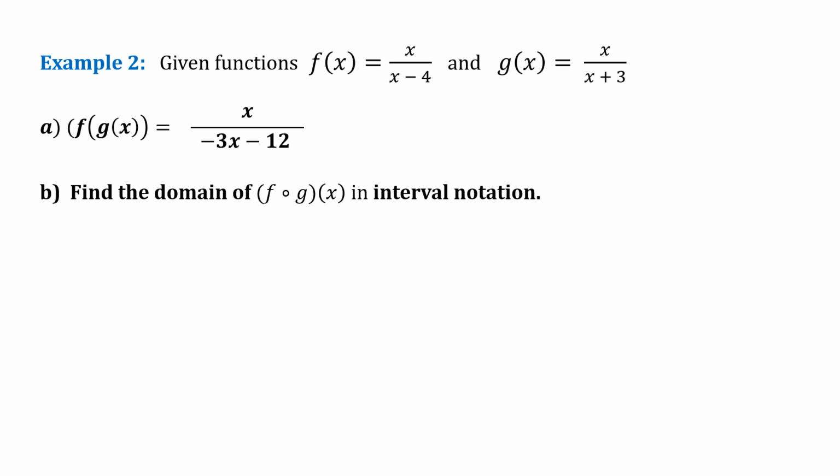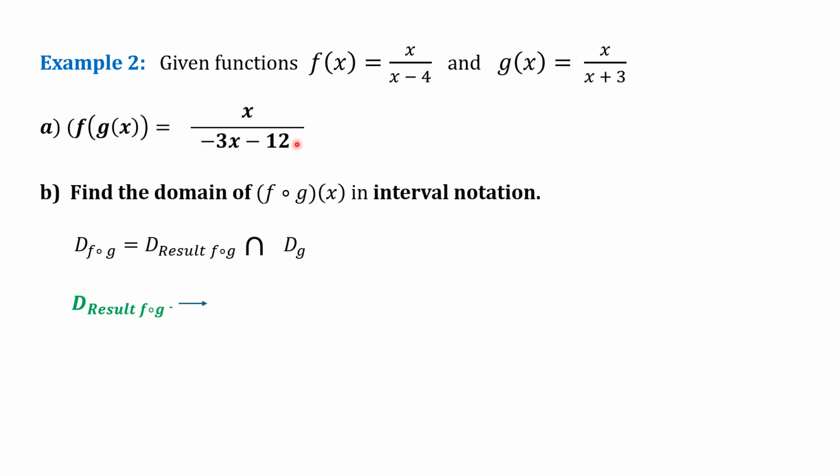Now, since we solved f of g of x in part A, which is equal to x over negative 3x minus 12, for part B, we will find the domain of f of g in interval notation. Let us recall the formula for finding the domain of f circle g. It is equal to the domain of the result of f circle g, intersection with the domain of the innermost function, which is g. So first, let us find the domain of the result, or f of g.